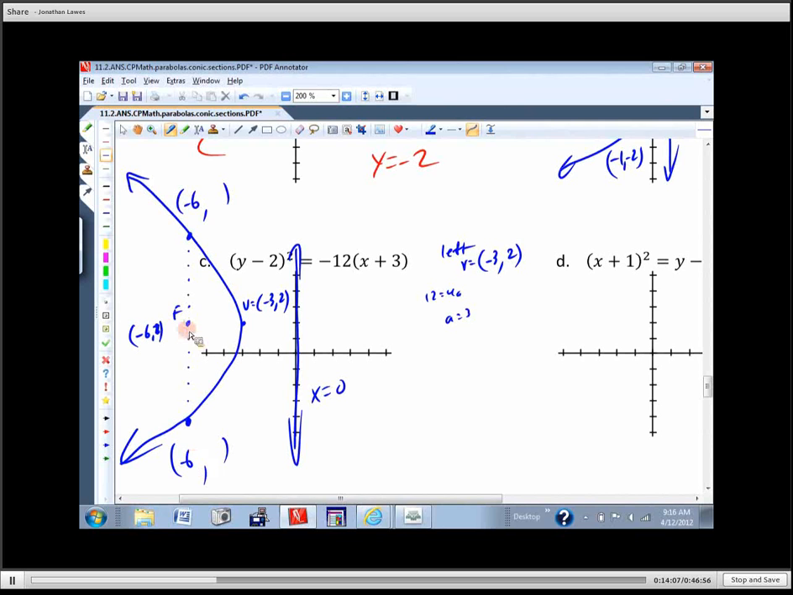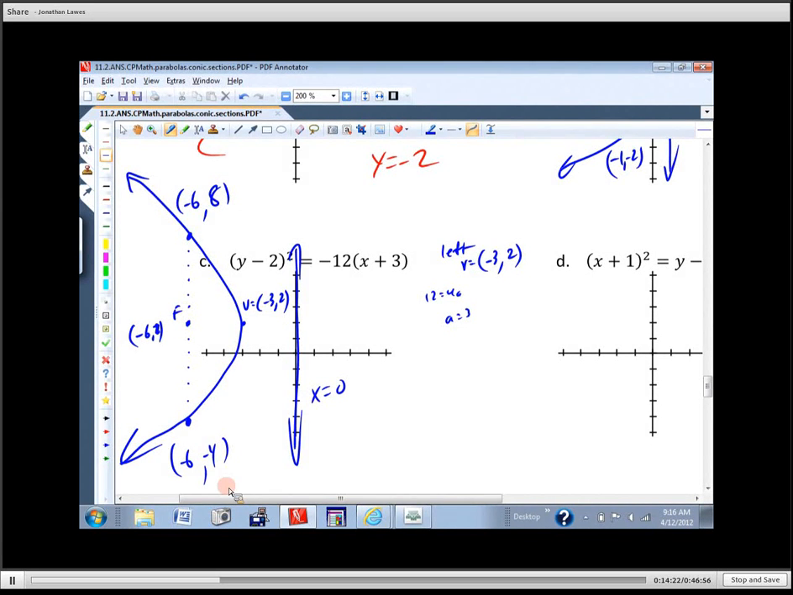From right there, I went up 6 units. I was already at 2, right? So if I go up 6, that's going to put me at 8. If I go down 6, that's going to put me at -4.